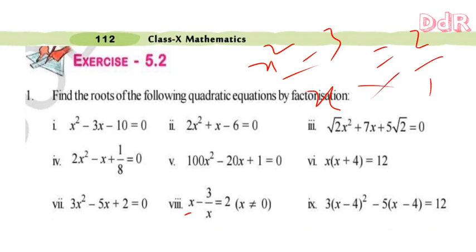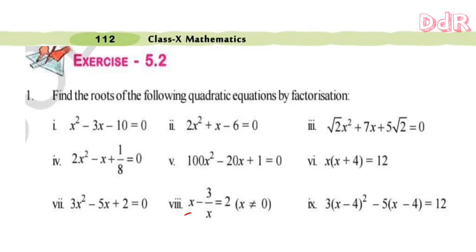Now do cross multiplication. Next, the ninth one, 3 bracket of x minus 4 whole square minus 5 into x minus 4 equals 12. First simplify x minus 4 whole square, that means the a minus b whole square formula. Next multiply with 3 inside. Next, multiply minus 5 inside. So first of all you have to simplify this equation to get the quadratic equation form.